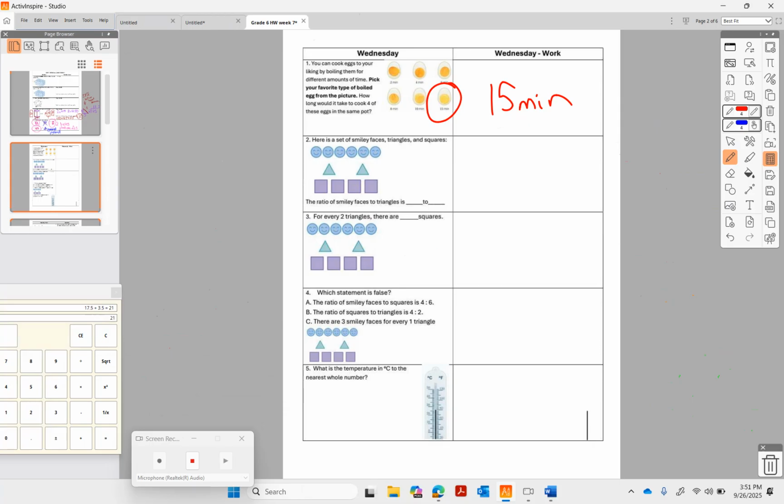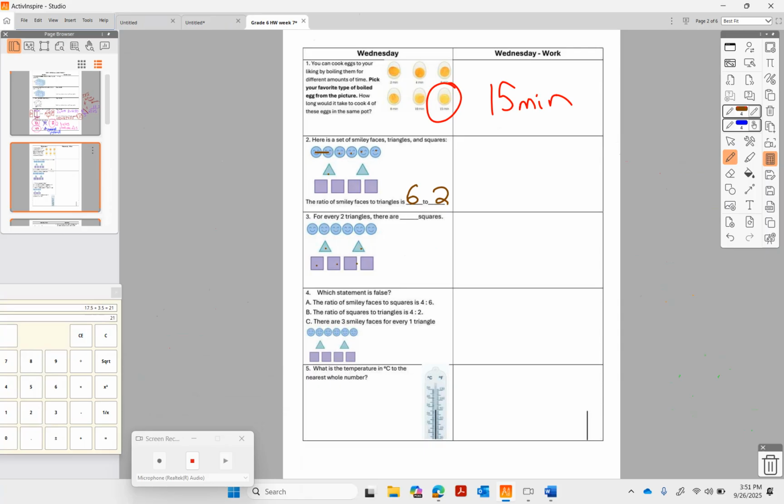Okay, Wednesday, here's a set of smiley faces, triangles, and squares. Oh, I think these will go faster. I'm sorry, I'm tired. The ratio of smiley faces to triangles. So it's 1, 2, 3, 4, 5, 6. 6 smiley faces to 2 triangles. They didn't ask me to simplify it. They just asked me to write it. So for every 2 triangles, there are 1, 2, 3, 4 squares.